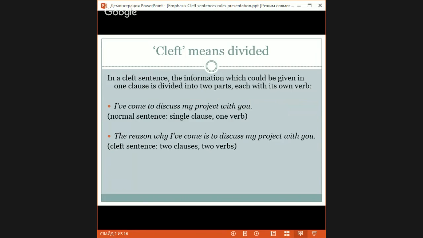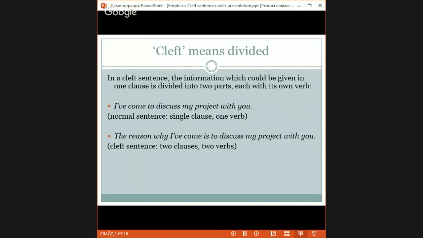As I said, cleft means divided, and in cleft sentences, information which could be given in one clause is divided into two parts, each with its own verb. I have come to discuss my project with you. This is the example from the board. It's a normal sentence, and we have here one verb, I have come. Or the cleft sentence: we have here two clauses and two verbs. The reason why I've come is the first, and the second verb is to discuss my project with you.